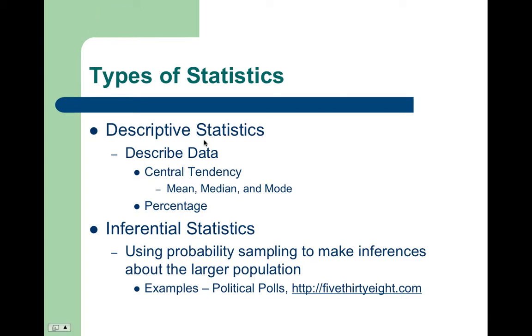So descriptive statistics describe data. Inferential statistics are used to make inferences about the larger population from a probability-based sample. We see that throughout our lives in political polls. If you see a poll that says Barack Obama has a 65% approval rating, usually plus or minus 5, what that means is the Wall Street Journal or whoever conducted that poll sampled 1,000 people and used their answers to make estimations about what the rest of the population likely feels about President Obama.